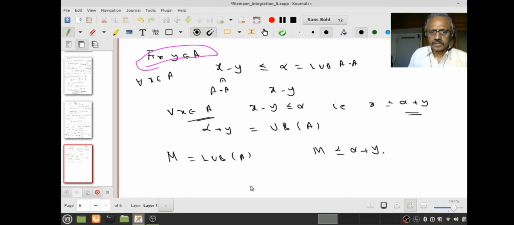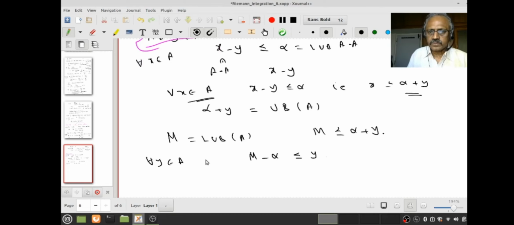Okay. Therefore, I have M minus alpha should be less than or equal to y. But I fixed a y, but y is arbitrary. Therefore, what does it say? This says for every y in A, M minus alpha is less than or equal to y. So what is the relation between M minus alpha and A? This is a lower bound of A. Do you understand that?